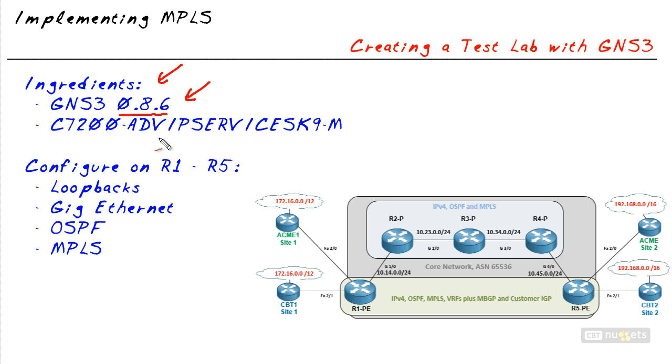The second thing you're going to need if you're using GNS3 is some type of an IOS operating system image that supports the features of MPLS. And the IOS image I'm using in GNS3 for this class is a 7200 series image with the Advanced IP Services feature set. And you don't have to use that exact model of hardware.